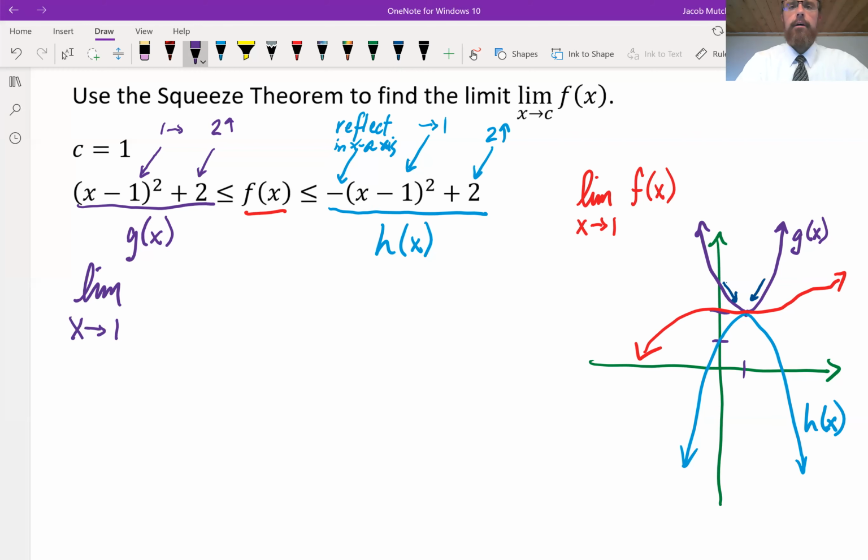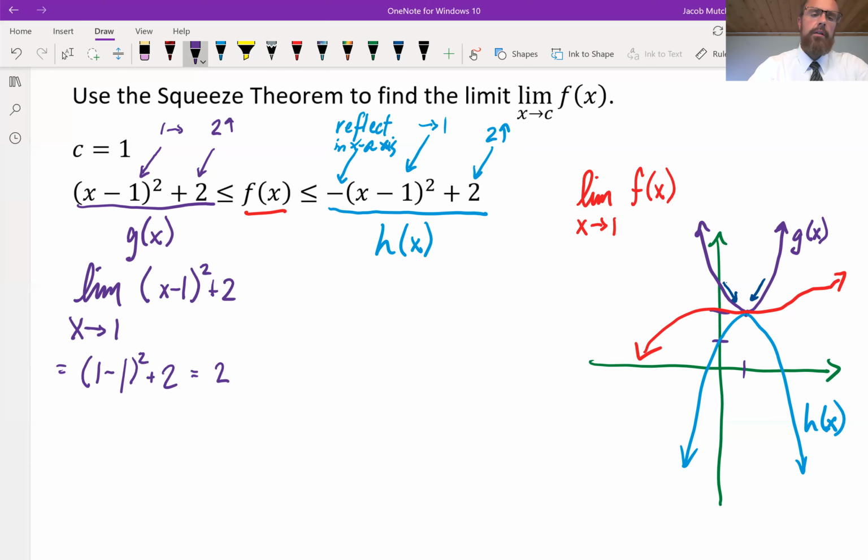looks like it's 2. Let's verify that algebraically though. So I'm going to pull the function (x minus 1) squared plus 2. Remember, when doing limits, you want to start off trying direct substitution. So this is going to be 1, I'm substituting for x, minus 1, squared, plus 2. 1 minus 1 is 0. 0 squared is 0. 0 plus 2 is 2. So the limit of the purple g of x is 2 as x approaches 1. So the graph's supported by the algebra there.